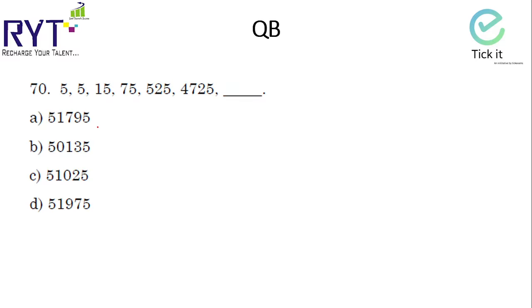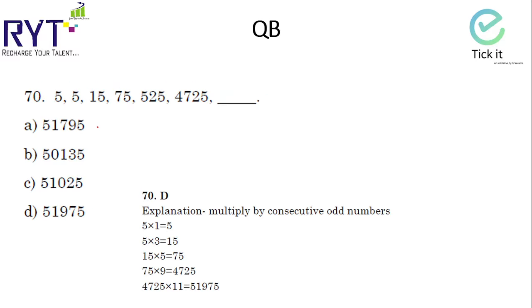Next question. 5 into 1, 5. 5 into 3, 15. 15 into 5, 75. 75 into 9. So basically, it is getting multiplied with odd numbers. Next, it should be 1 into 15 into 5, 75. 75 into 9, 525.